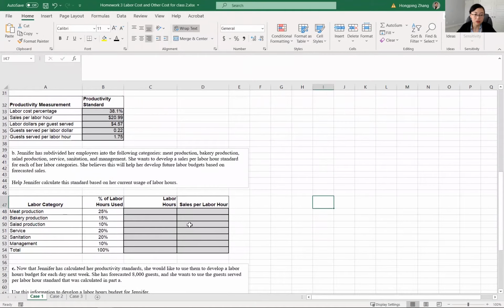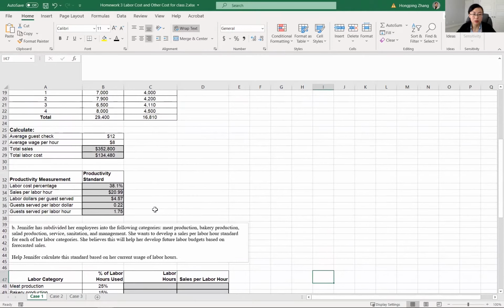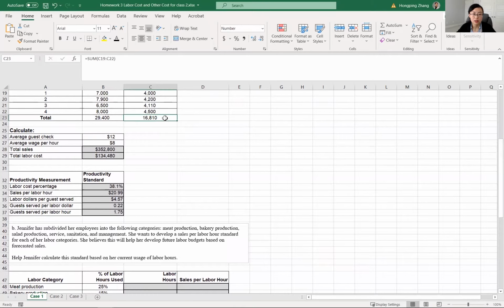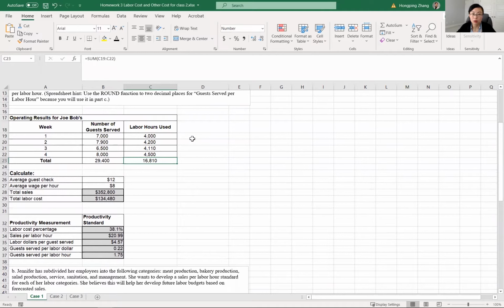And when we move on to the second table, Jennifer wants to calculate how many hours are needed for each position. And each position works differently, some need more hours, some less. So basically we go back to this cell. This is the labor hour cell, in total how many hours everyone worked.